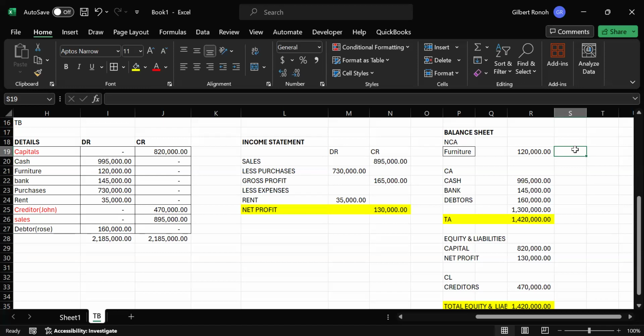whenever there is an audit, the auditor only asks for trial balance. They don't ask a lot of information. They just say, send me a trial balance. From there, you can get all these other statements.